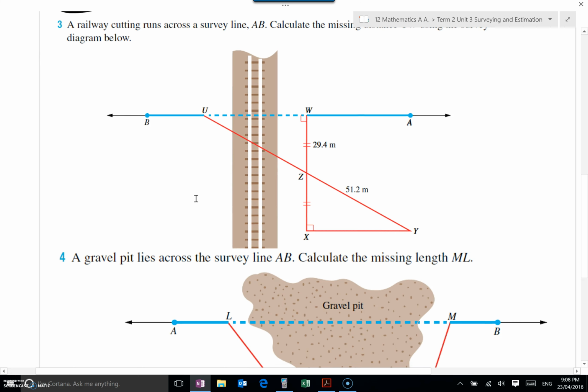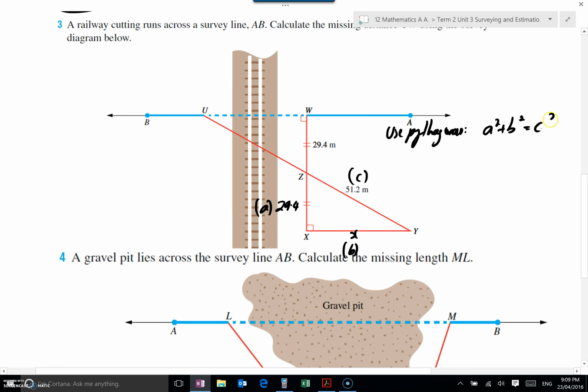Problem 3. We've got some congruent triangles. Since these two sides are congruent, I can write a 21.4 on here. And then I'll be able to find this unknown side using Pythagoras. I'll just call it lowercase x for simplicity. And I say I'm using Pythagoras. Again, this can be A, this can be B, this can be C. Try and do it as formally as you can.